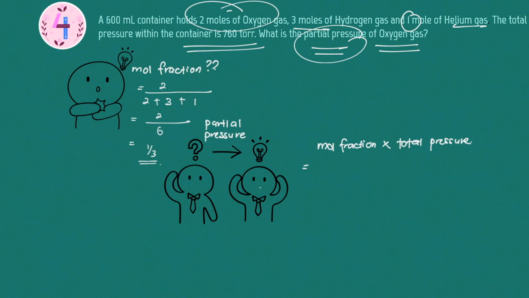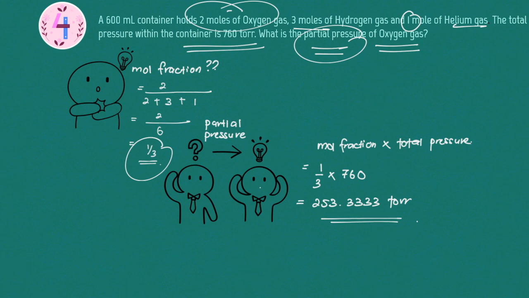So for this question, the mole fraction that you have already calculated is 1/3, and the total pressure given to you in the question is 760 torr. So definitely the final answer for this question is 253.3333 torr. So this is the final answer for the fourth question.